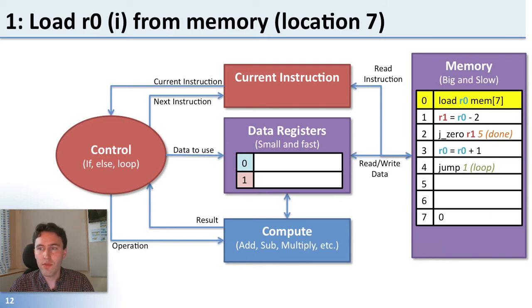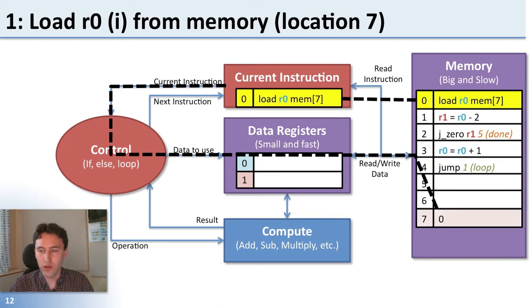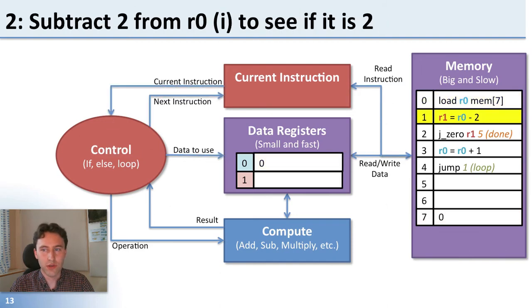And so what you see here in our memory, we're going to look at the first instruction. We're going to load the instruction as our current instruction. We're going to use that to go through the control, and it tells the data registers, load the value from memory, load value 7. It's going to then send that data back and put it in the data register. So our first instruction loaded the value from memory into the data register, and now we go on to our next instruction.